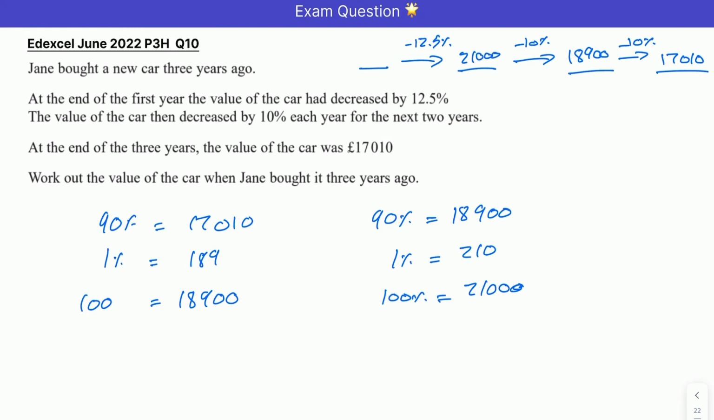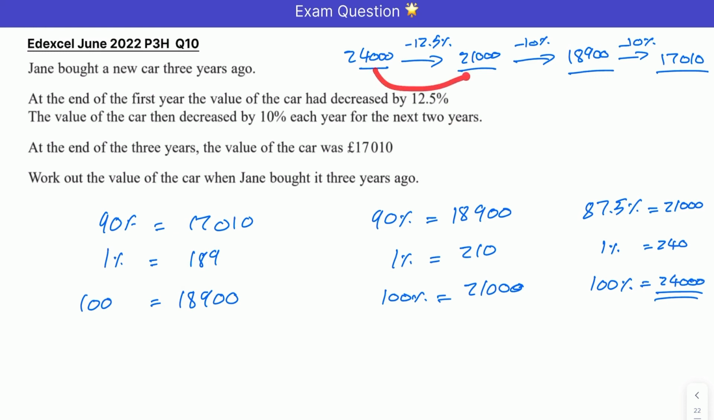And now we know that from here to here, the car lost 12.5%. So we know, again, percentage is out of 100, so it represents 87.5% is the 21,000. And again, we need to work to 100%. So we can find 1%. If you divide 21,000 by 87.5, you get 240. And then that becomes 24,000. And that is our final answer. So that is how much he bought the car for. So he bought the car for 24,000. It lost 12.5%. Then it lost 10%. And then it lost 10% again.